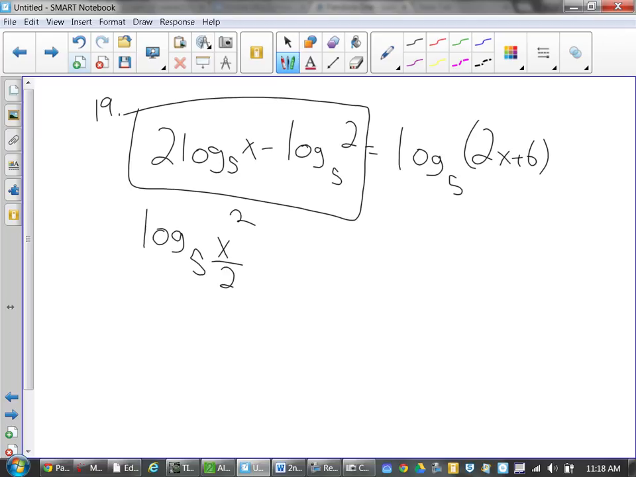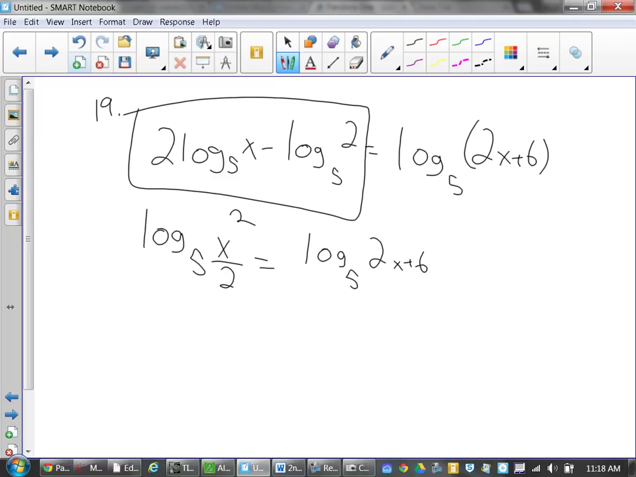So the properties of that were when you're subtracting between two of the same log bases, it means dividing between the two values. Now, one of two things you can do. You can remember how to set that up, and you wind up with log base 5 of x squared over 2 is log base 5 of 2x plus 6. And you'll notice that they have the same log base, so what basically happens here?